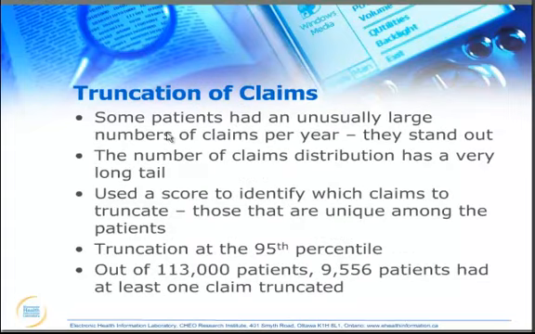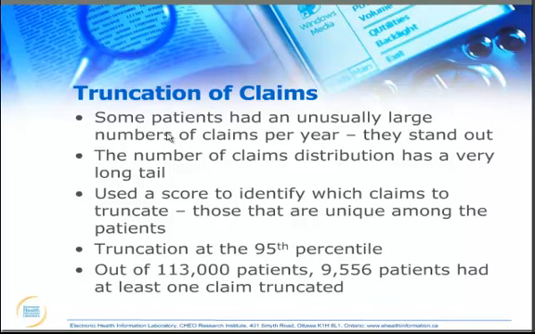This only affected 9,500 odd patients that had at least one claim truncated. But in general, not many patients had many claims truncated, just because the tail was very thin as you reached a large number of claims. But again, these were extreme individuals from a number of claims perspective.